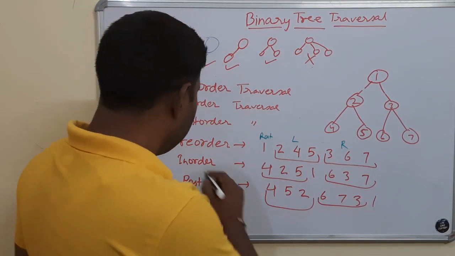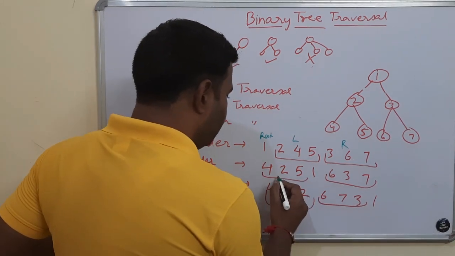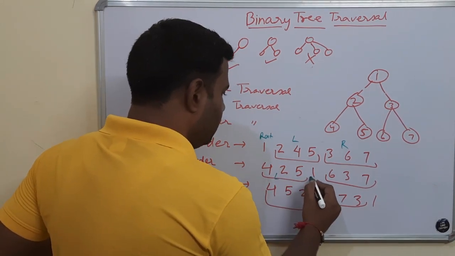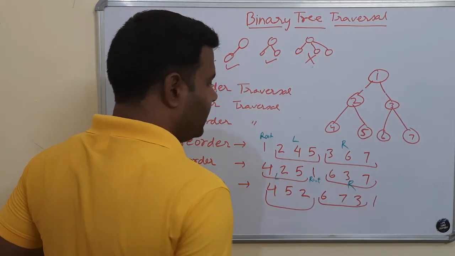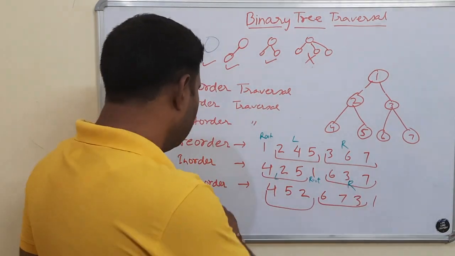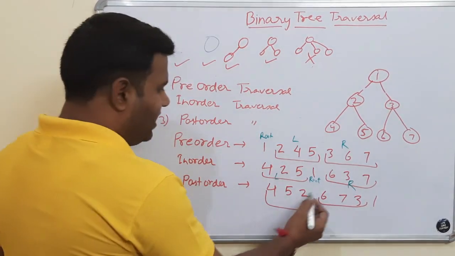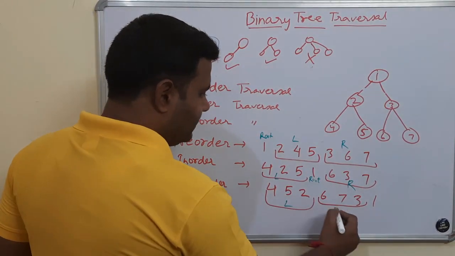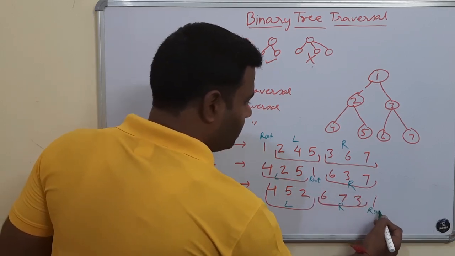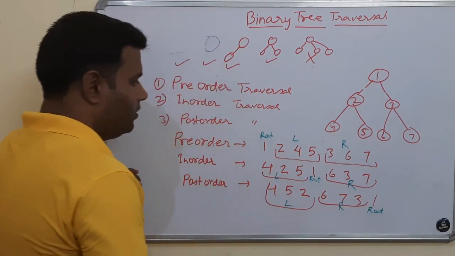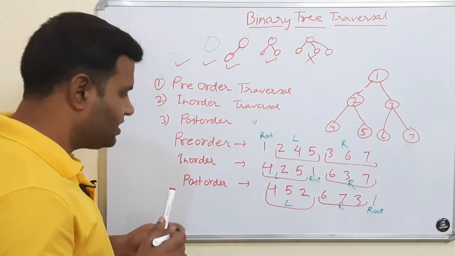Here in in-order traversal, first left, then root, and then right child, right subtree basically. Similarly, in post-order traversal, we have first left, then right, and then root. So I hope you got the idea about these traversals.